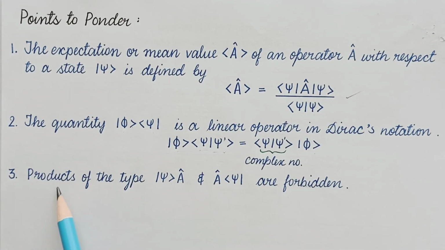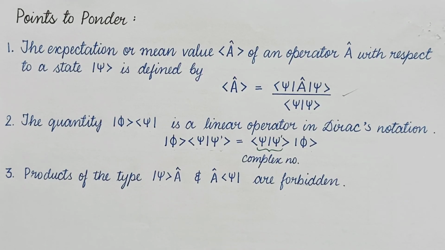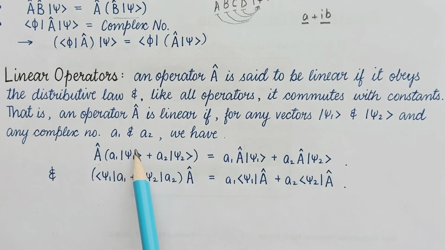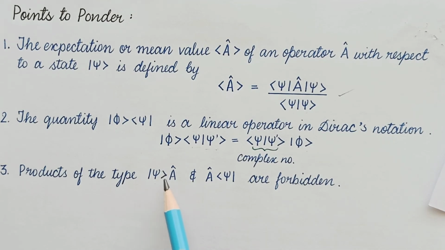Now the third point: products of the type ket psi A cap and A cap bra psi are forbidden. So here in this point the answer comes. They are neither operators nor kets or bras. They have no mathematical or physical meaning. You can see here that in case of a ket, we operate the operator where the bar stands, and in case of a bra, we operate the operator where the vertical bar stands. But here you can see this is forbidden, where the operators are at the side of the angle. Means when an operator stands on the right side of the ket or on the left side of the bra, then these two quantities are forbidden.